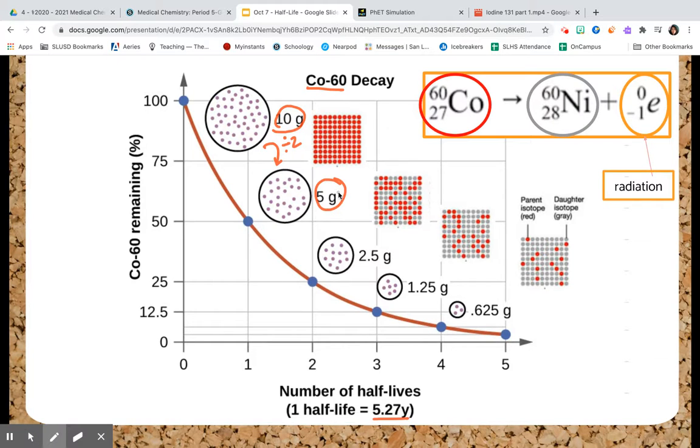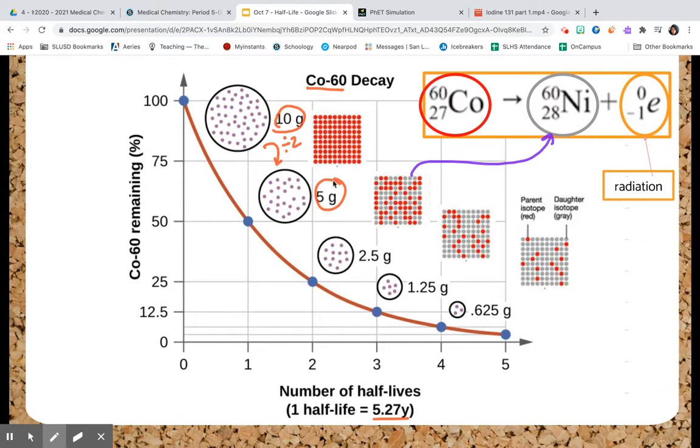Well, what happened to the other half? The other half did not disappear. It just turned into the daughter isotope. So on here, if you notice, I started with 10 grams of this amount, waited 5.27 years, and I have half of that, and the other half that's gray just turned into the daughter isotope. Meaning that the ones that are now gray used to be red, but they gave off their radiation, and now it's become this.